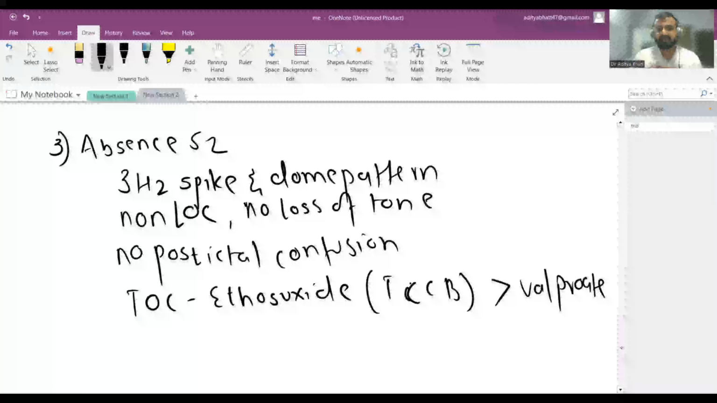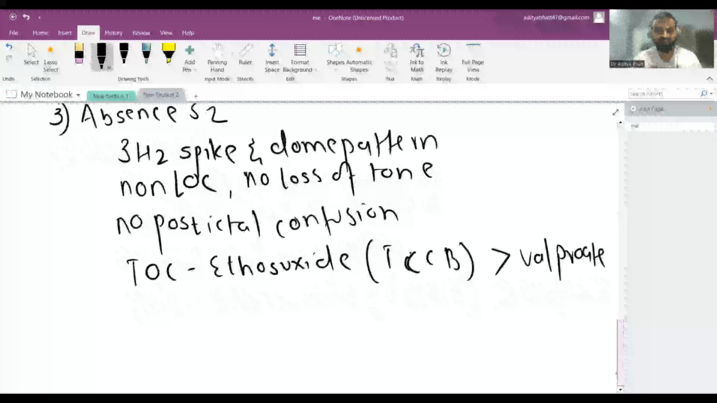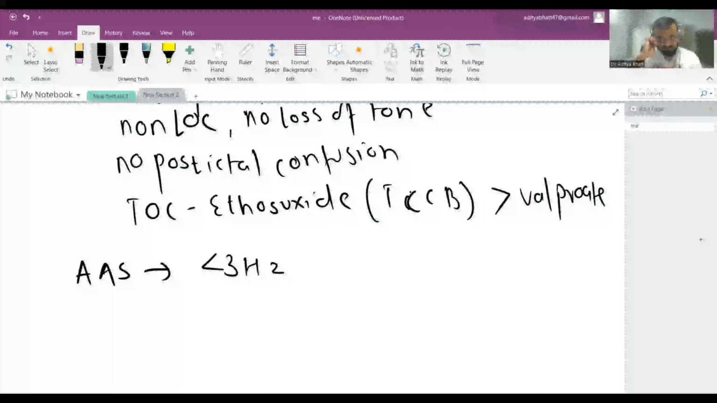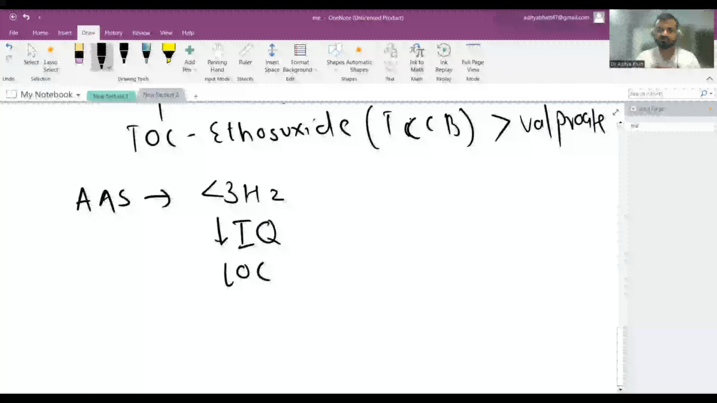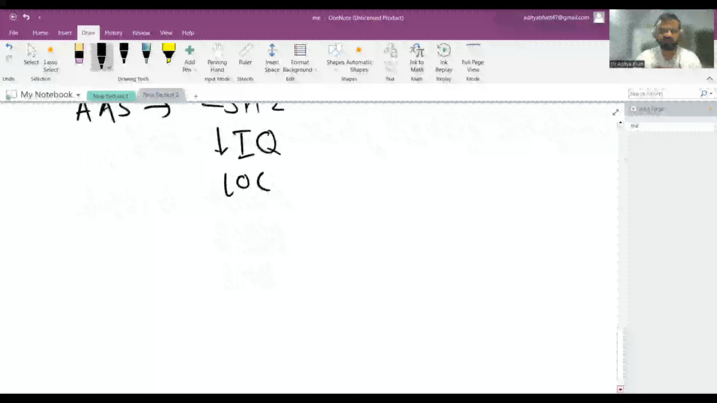There is also atypical absence seizure, where there is a triad. The triad of atypical absence seizure is: the frequency on the EEG is 2.5 hertz, or less than 3 hertz; then there is decreased IQ; and there is loss of consciousness. So this is the triad of atypical absence seizure, and it is associated with worse prognosis later in life.